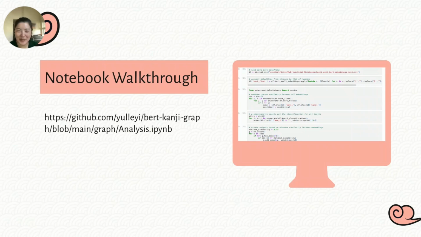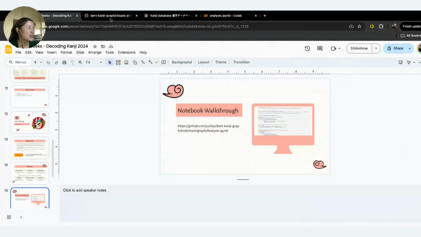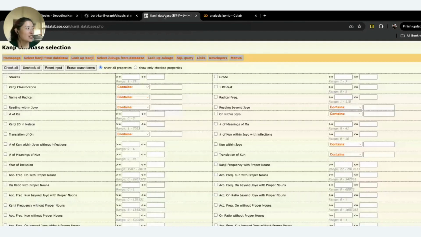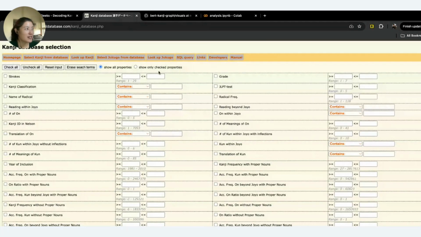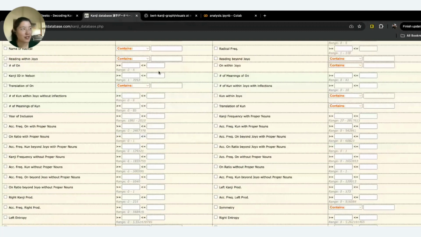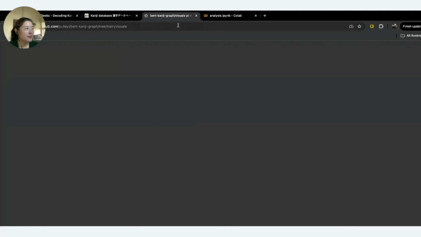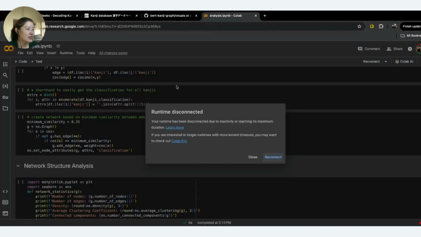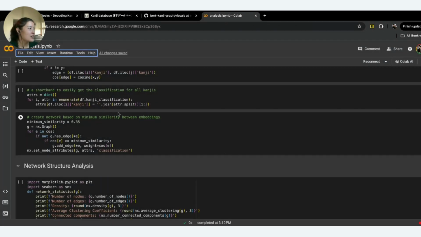So let's jump into a little bit of code. I hope people are excited. I tried to do a good job of annotating my code. Let me know if you can't see the screen. I also have the kanji database pulled up so you can see what this looks like. We'll go back to the slides to close out, but here's the GitHub repo where you can access everything, and then you can just do everything here in Colab.